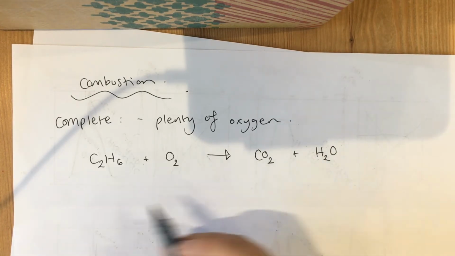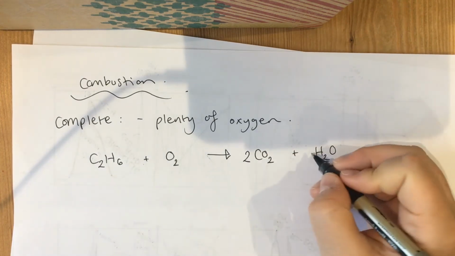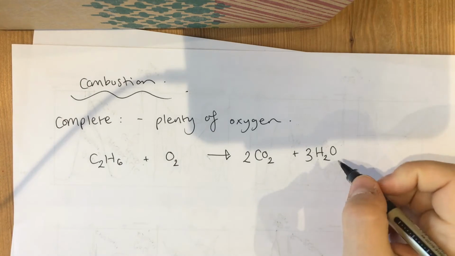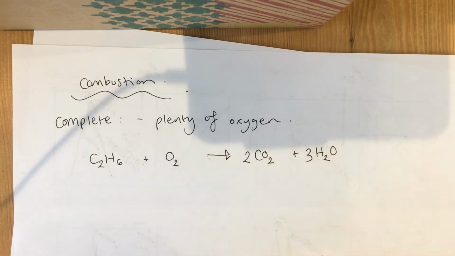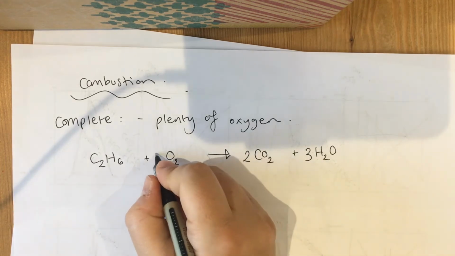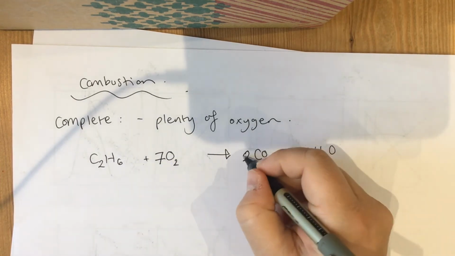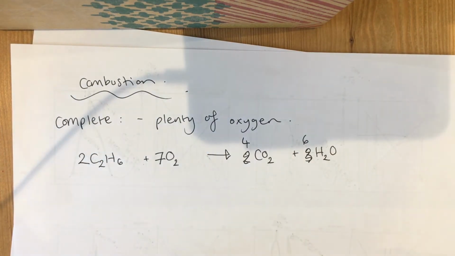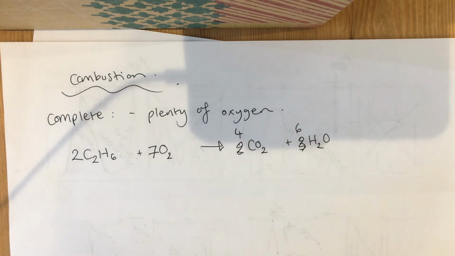We then need to balance that equation. So we need 2 of those, we need 3 of those. That gives us 7 oxygen atoms, which is a little bit annoying because we can't make 7 oxygen atoms out of oxygen molecules. So we therefore need 7 of those, which means we're going to need 4 of those, 6 of those, and 2 of those. So that's a balanced equation.